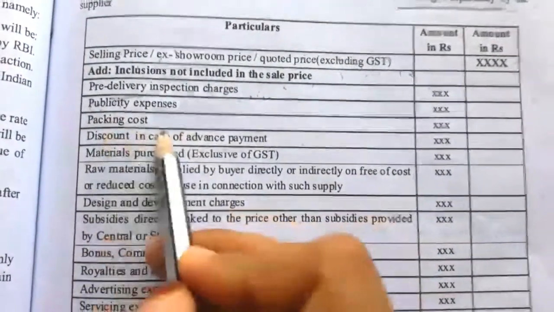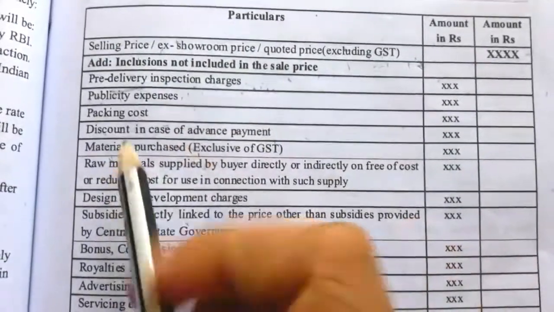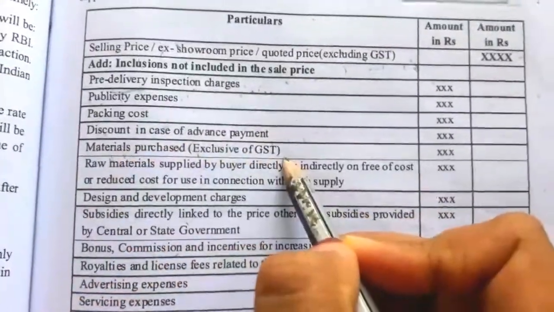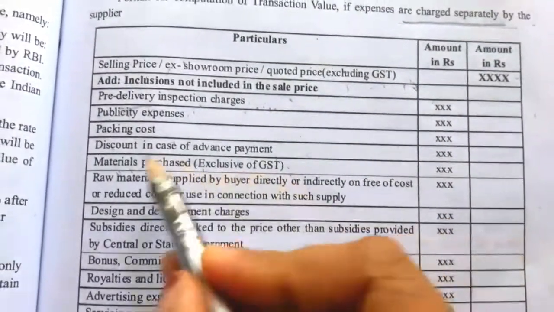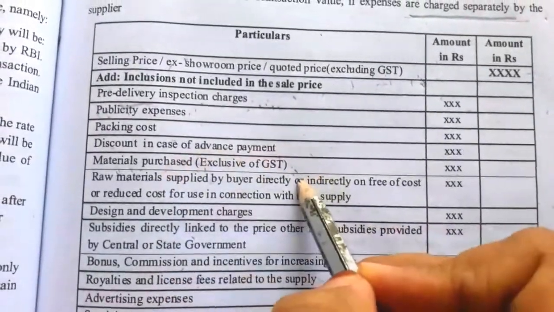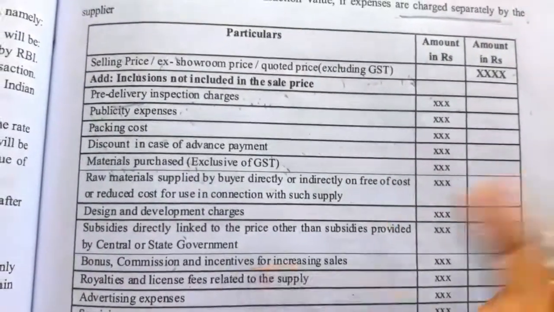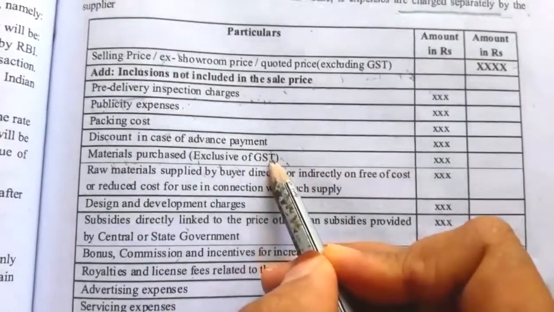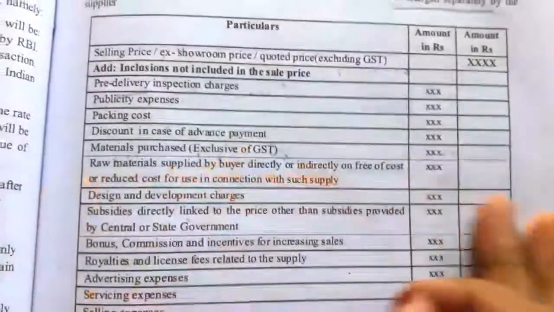Publicity expenses, any packing cost, discount in case of advance payment, material purchase. In the case of material purchase, we pay some GST indirectly. While purchasing any material, we are going to pay a GST. If we have paid the GST, then we have to take the material purchase amount excluding the GST. The price should not include the GST, because we are calculating the transaction value for calculating the GST. So that part of GST we should exclude, and we have to write the value of material purchase excluding the GST.